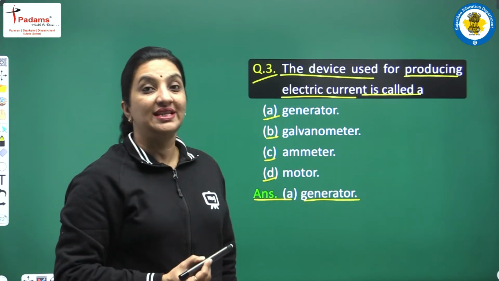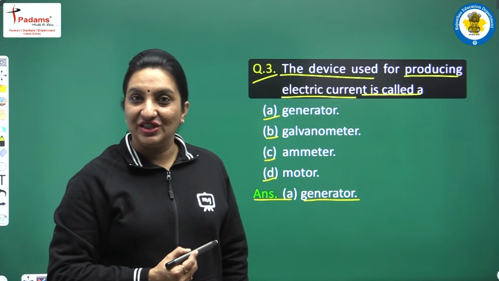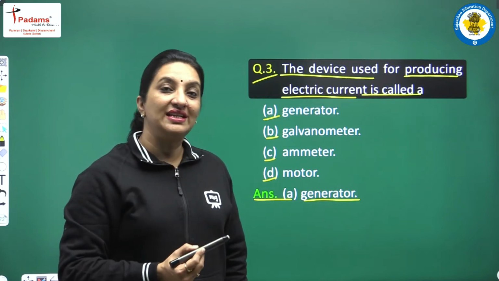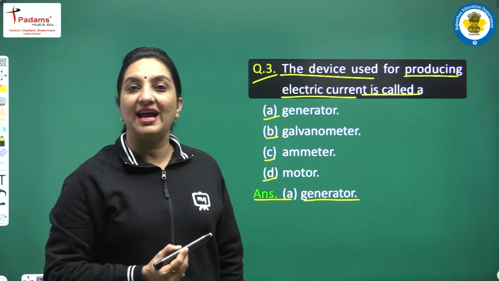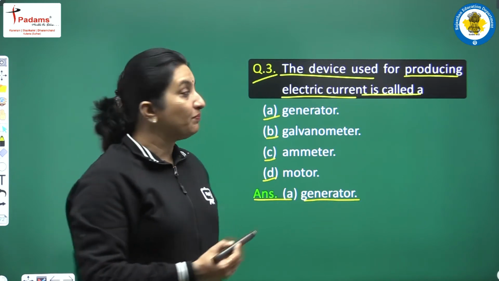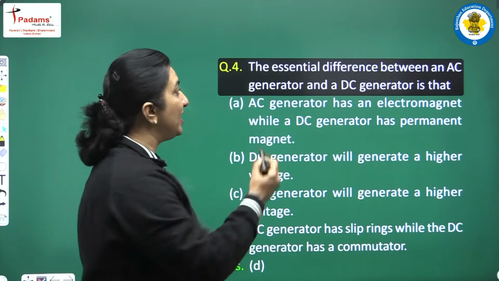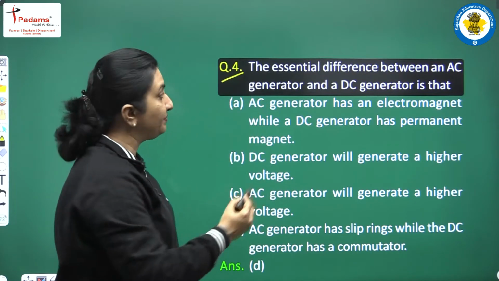And we know students that generators are of two types, AC generator and DC generator, where AC generator generates alternating current and DC generator generates direct current. So here the answer is part A, that is generator. Now let's see question number 4.